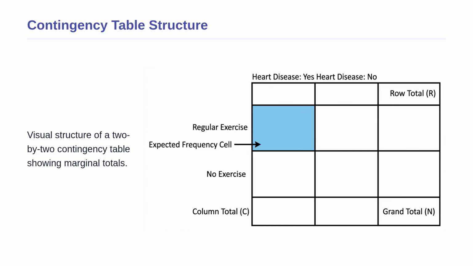To find the expected frequency for this cell, we look to the margins. The row totals are on the far right and the column totals are at the very bottom. The grand total, N, sits in the bottom right corner, acting as the anchor for all our probability calculations.